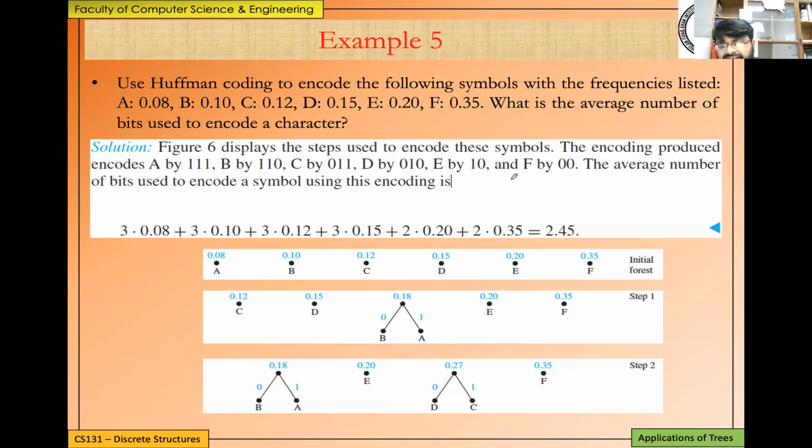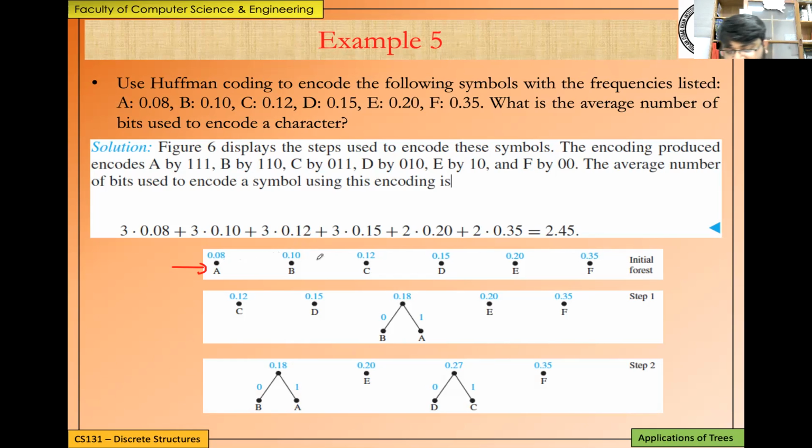Well, the idea here is that if you go step by step, this is the part from where we start. So this is my starting point. A has a frequency of 0.08. So this is the initial forest. Each one of them is basically a standalone node with its weight assigned to it. And from this, you select the ones that have got the least weight. The ones that have got the least weight as per this graph are 0.08 and 0.1, so the others are larger.